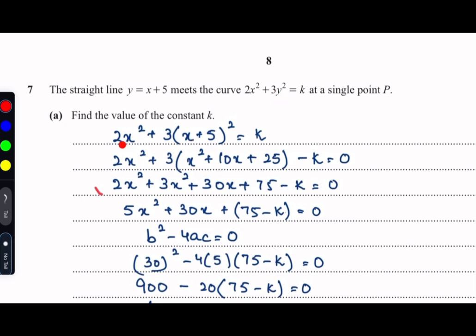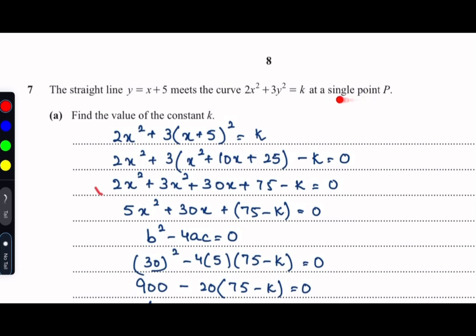So I can substitute this y in this equation for y square. So this becomes 2x square plus 3 times x plus 5 the whole square, which equals k. Again, applying the identity a plus b the whole square to x plus 5 the whole square, my new equation becomes 2x square plus 3 bracket x square plus 10x plus 25. 5 square is 25, and 10x is 2 times a times b, 2 into x into 5. K taken on the left gives me a negative k, and this is equal to 0. So this is 2x squared plus 3x squared plus 30x. 3 times 25 is 75 minus k. 2x squared plus 3x squared is 5x squared plus 30x plus 75 minus k, which equals 0.